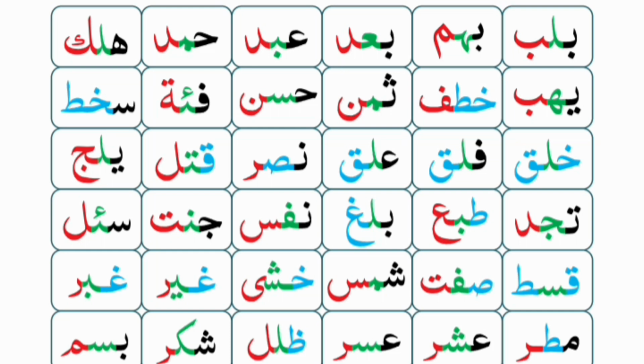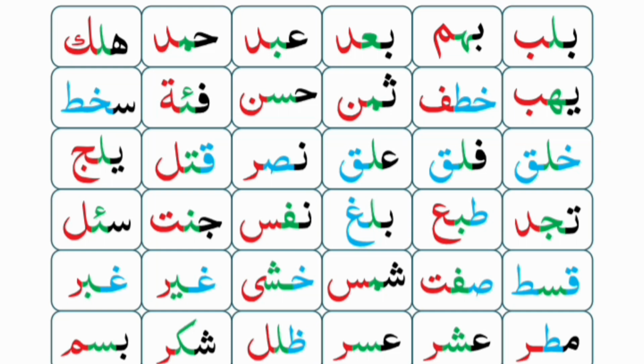Ha, mim, dal. Ha. Ha is pronounced from the middle part of the throat. Ha, lam, kaf. Ha. This one, ha, is pronounced from the bottom part of the throat. Lam, kaf. Kaf. This one kaf will not be bold. Ha, lam, kaf. Ja, ha, ba.